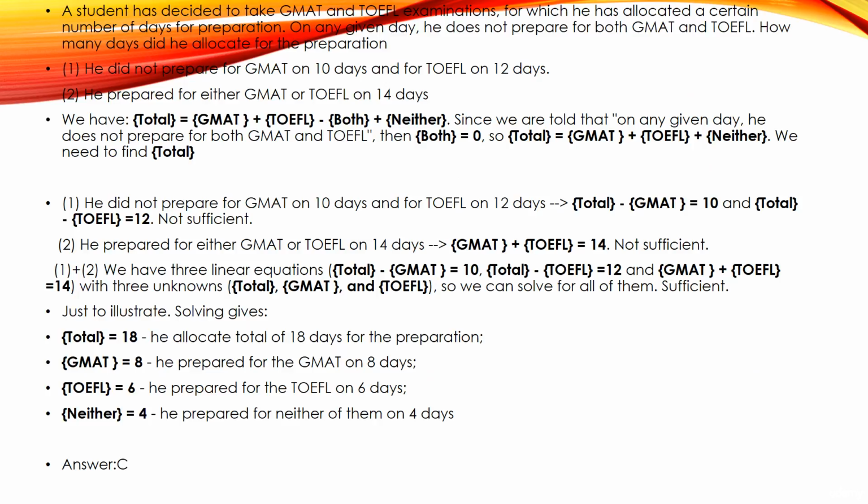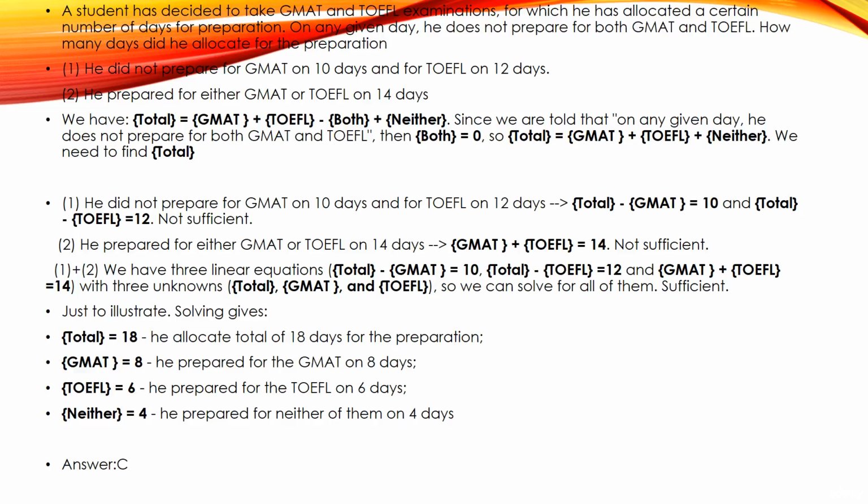A student has decided to take GMAT and TOEFL examinations for which he has allocated a certain number of days for preparation. On any given day, he does not prepare for both GMAT and TOEFL. How many days did he allocate for the preparation? He did not prepare for GMAT on 10 days and for TOEFL on 12 days. He prepared for either GMAT or TOEFL on 14 days.